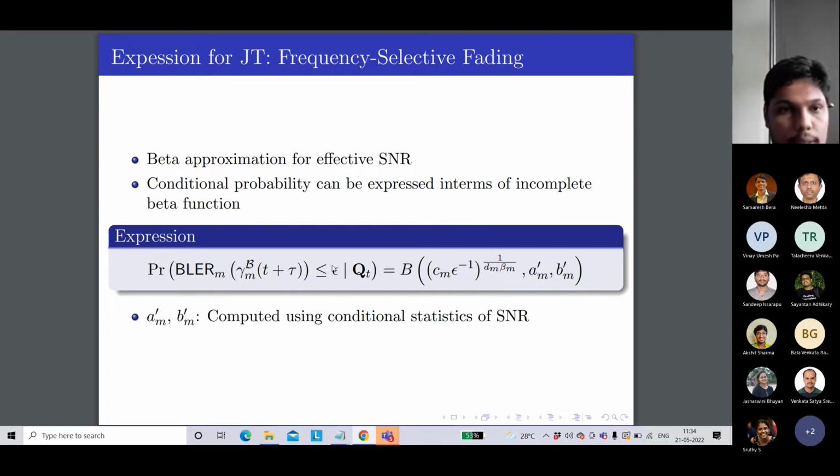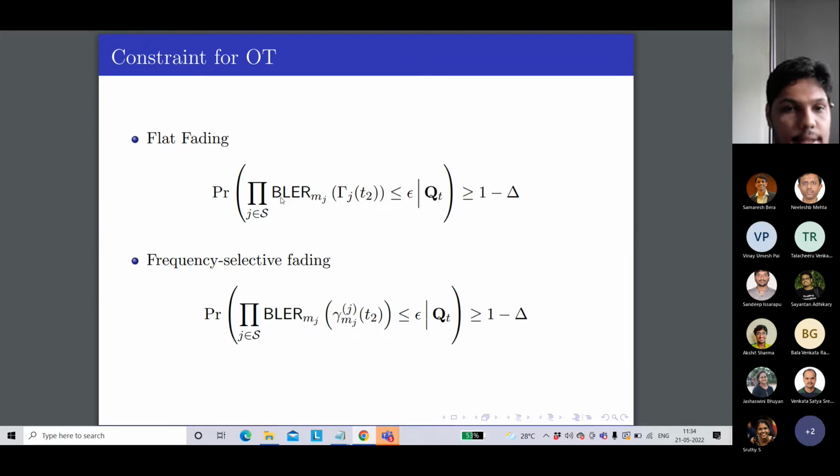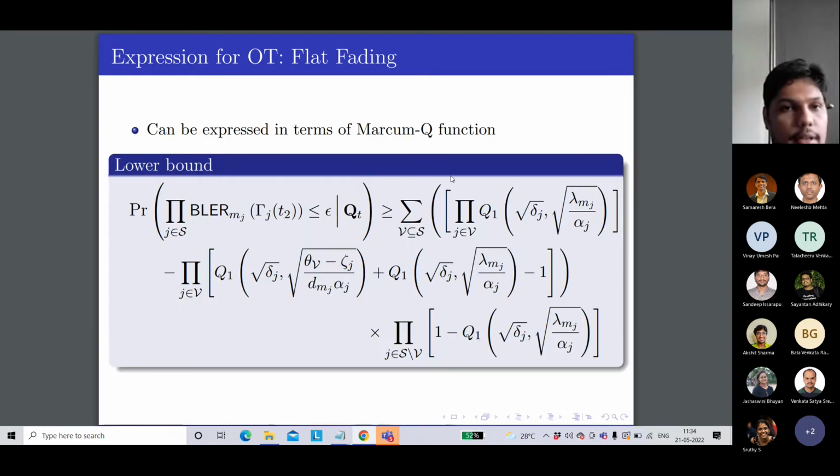Now we'll see for the OT. So for OT, this is the constraint. And we have a product of block error rates because we saw in orthogonal transmission, the probability of failure is the product of individual failures. So the constraint is given by this for flat fading, and for frequency selective fading we also give an expression. The idea is the same. The probability that the block error rate at the time of transmission is less than the error target should be greater than the threshold 1 minus delta. So we provide expressions for OT.